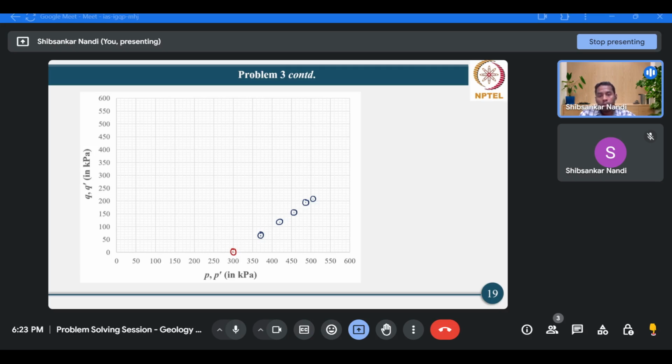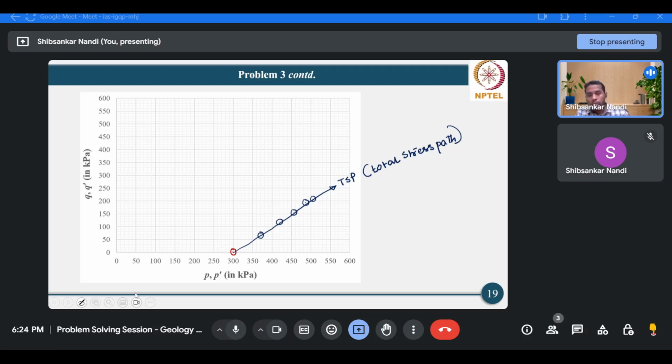Okay, now if you draw all these points, so it will become the TSP, that is the total stress path. So we have already drawn the total stress path.